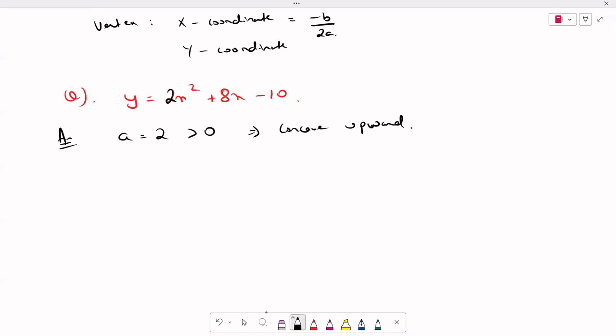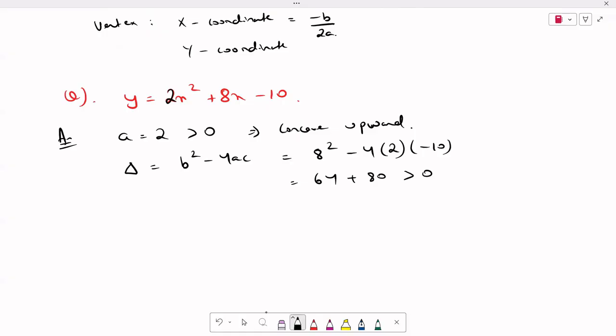Secondly, let me try to find the value of the discriminant here. The discriminant is b² − 4ac, which is 8² − 4 × 2 × (−10). That's 64 plus 80, which is greater than 0. This indicates that the solutions are (−b ± √discriminant) / 2a.